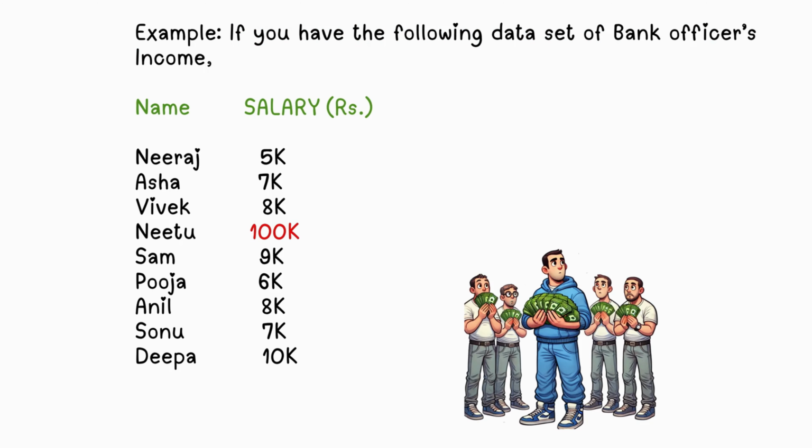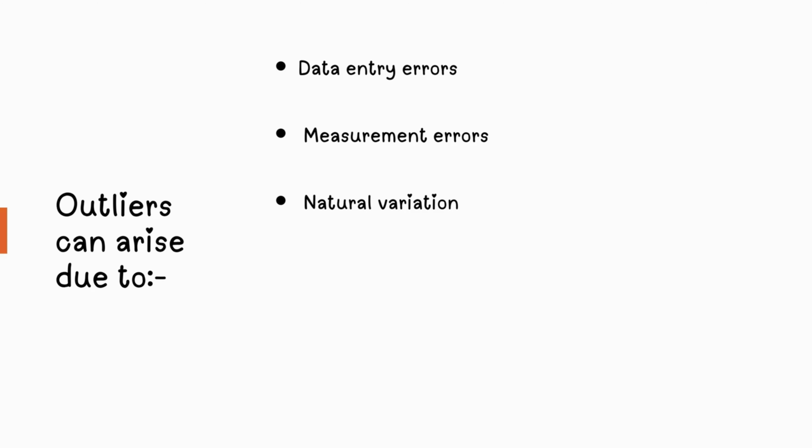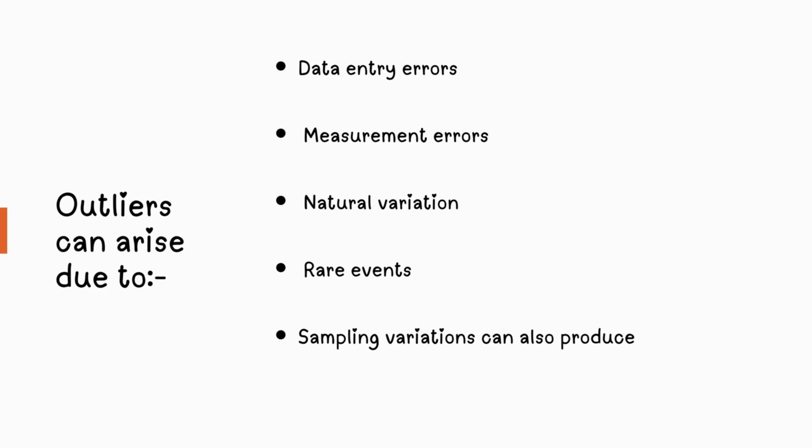Similarly, an income of 1 lakh in a dataset where most people earn between 5 and 10,000 rupees is another clear outlier. Outliers can arise in different ways. Sometimes they are the result of data entry errors. For example, an extra zero can be accidentally added while entering data. At other times, they reflect genuine extreme values, such as a millionaire in a national income survey. Sampling variations can also produce outliers, especially in small datasets. We will give more examples of this as we move along in this video series.